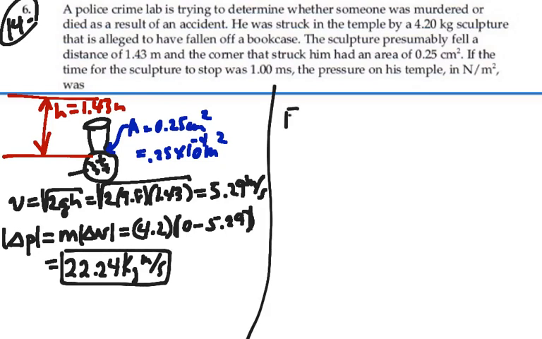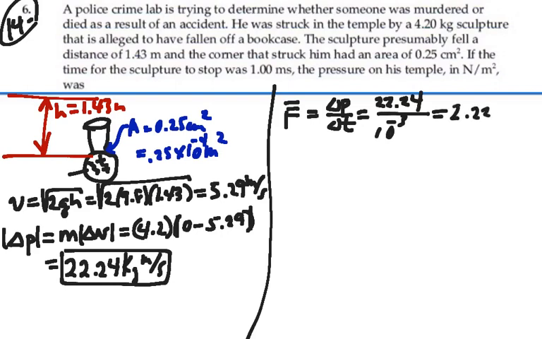Hence the force, the average force felt by the temple, is going to be equal to the change in momentum over the change in time. And that's going to be 22.24 kilogram meters per second over 1 millisecond, 10 to the minus 3 seconds. And that will be 2.22 times 10 to the 4 newtons.